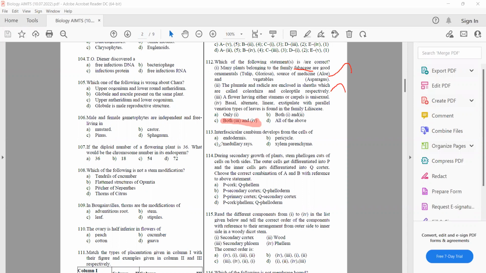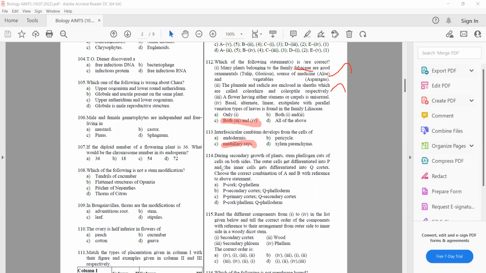113. Interfascicular cambium develops from the cells of what? When we talk about the interfascicular cambium, we dealt with this especially in dicot stems, right? Especially in the vascular cambium, we had a look at the interfascicular cambium. You can see it is the medullary rays. The cells of the medullary rays become meristematic, and they are responsible for the cambial ring formation. So it is from the medullary rays.